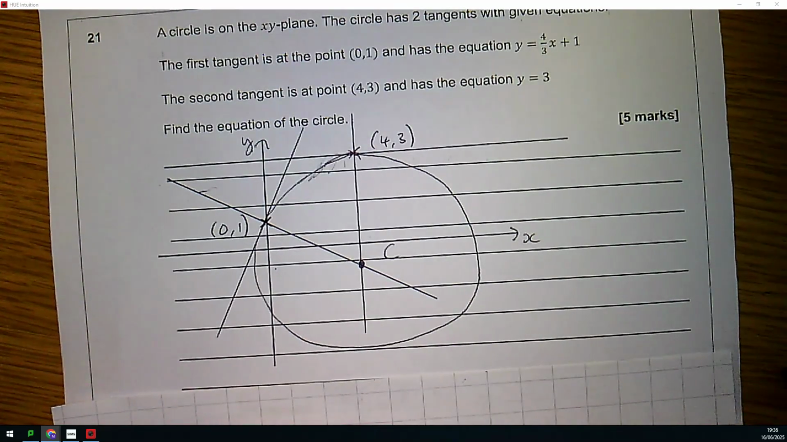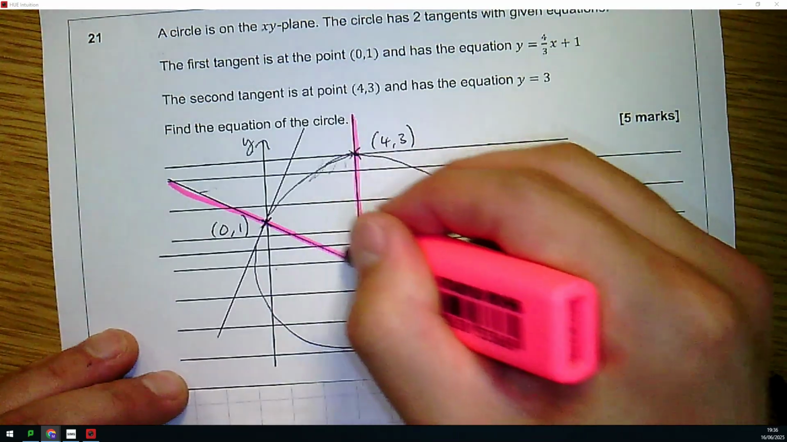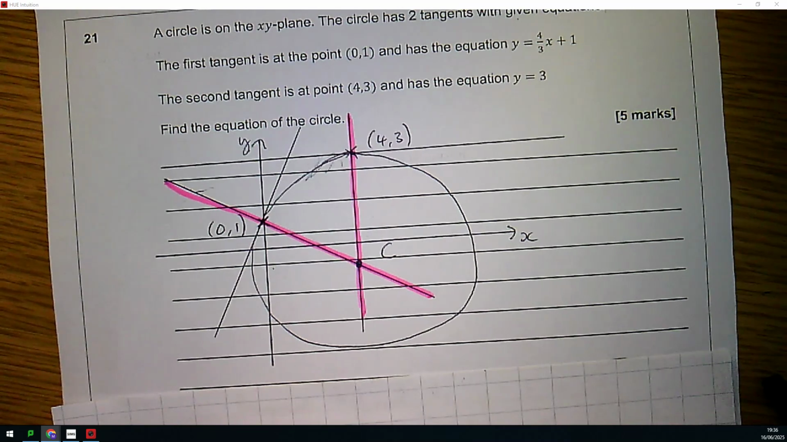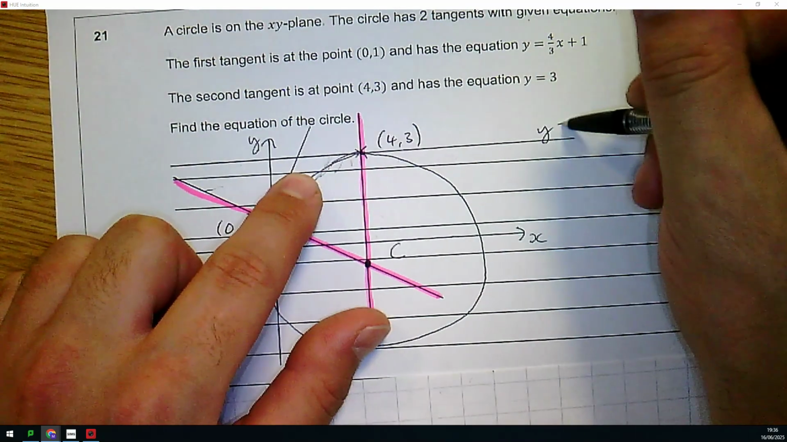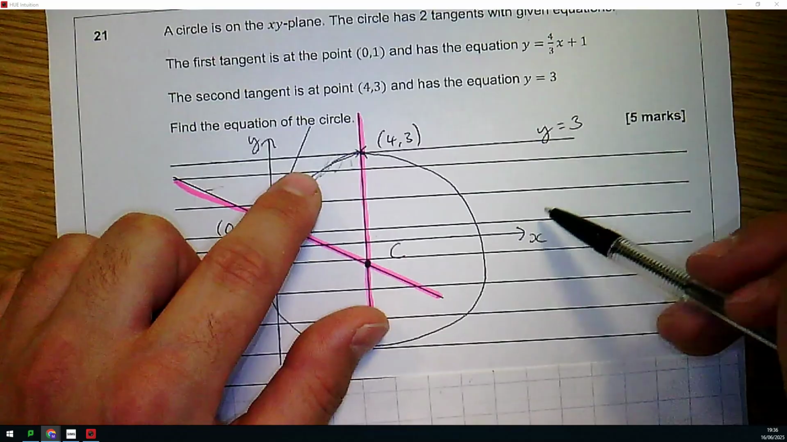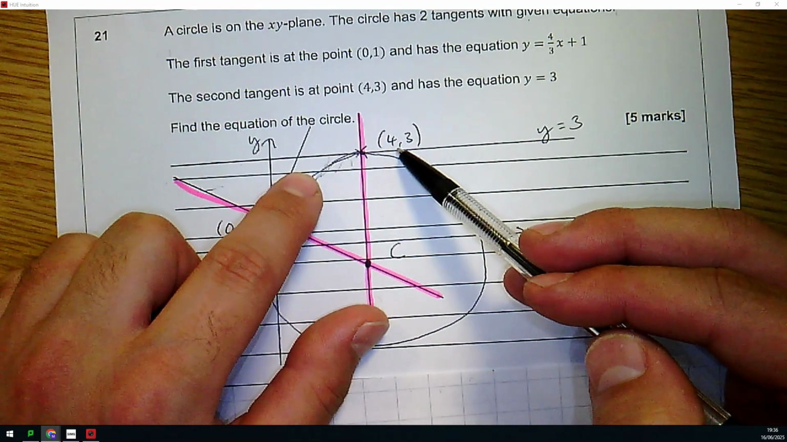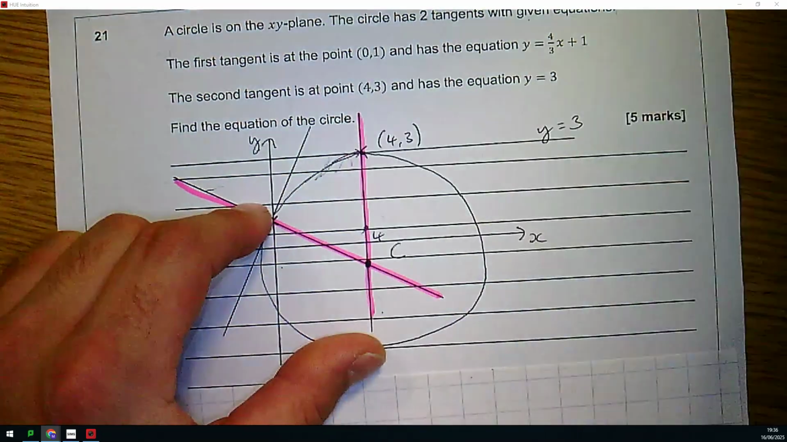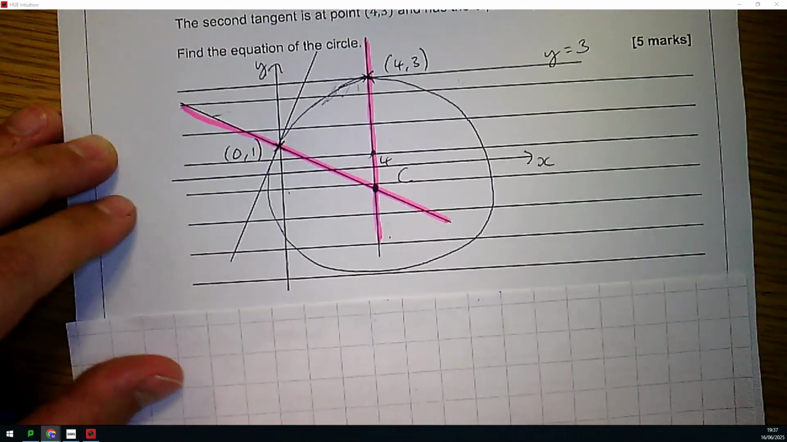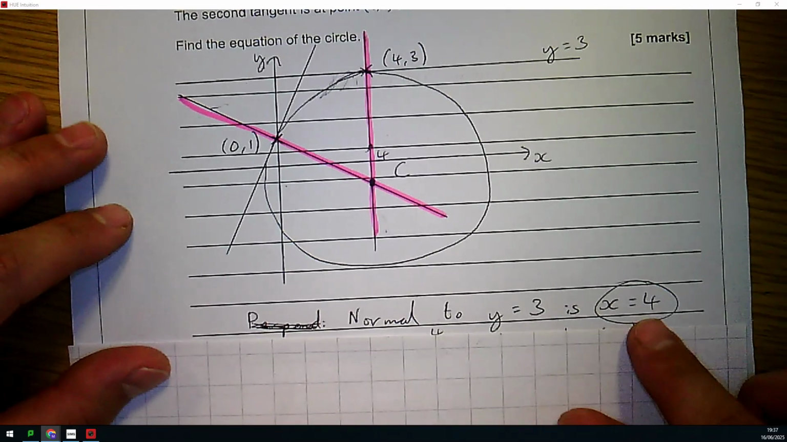So what I want to do is find the equation of both of those normals to the circle. And to do that, we're going to use the tangents to the circle. The normal to the first one, y equals 3, should be fairly easy because it's going to be a vertical line going through the x-coordinate of 4. So it would pass through 4 on the x-axis. So the normal to y equals 3 is just x equals 4.